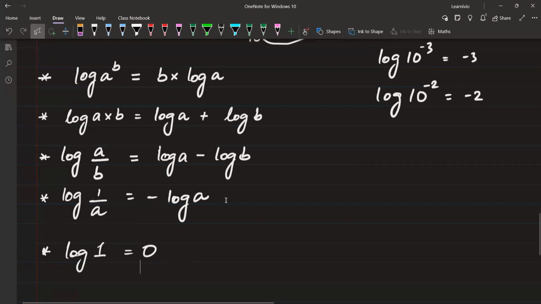Okay. Sir, how is log 1 equal to 0? 10 to the power what is equal to 1? How much is 10 to the power 0? 0. It is 0. Oh, brother, it is 1, sir. 1. And 0. Let's copy it down.